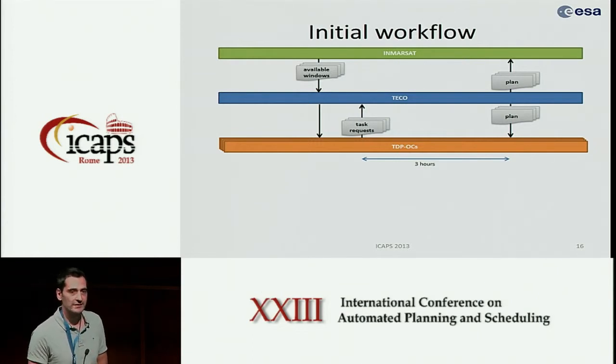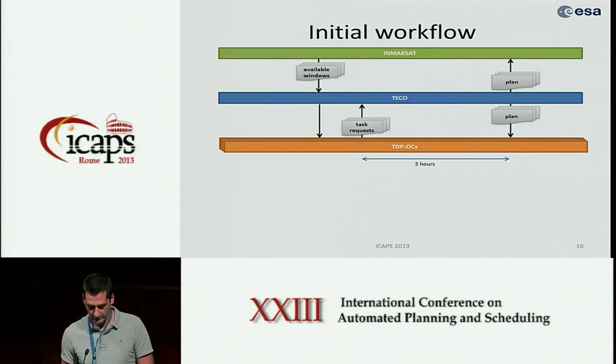So this is the initial workflow that the other partners gave to us when we started the discussion with them. And here they foresaw 3 steps: distribution of the availability windows from Inmarsat to us and the scientists, and then the requests, and then us producing the plan. And the time gap here was 3 hours.